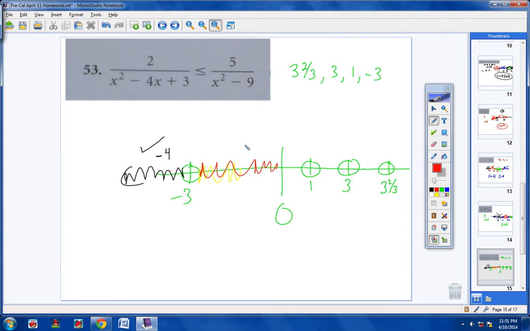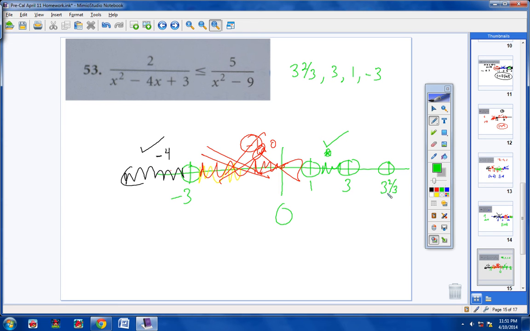This section right here, going from 3 to 0, this would not check. You would check the number -1 more than likely, and it does not work. Actually, I would test the number 0, and 0 does not work. And then from 1 to 3, I would probably test the number 2. And if you test the number 2 does work. So this segment here checks.